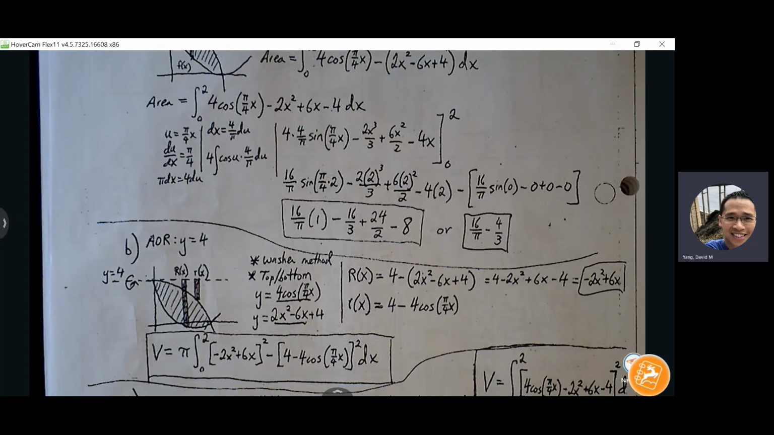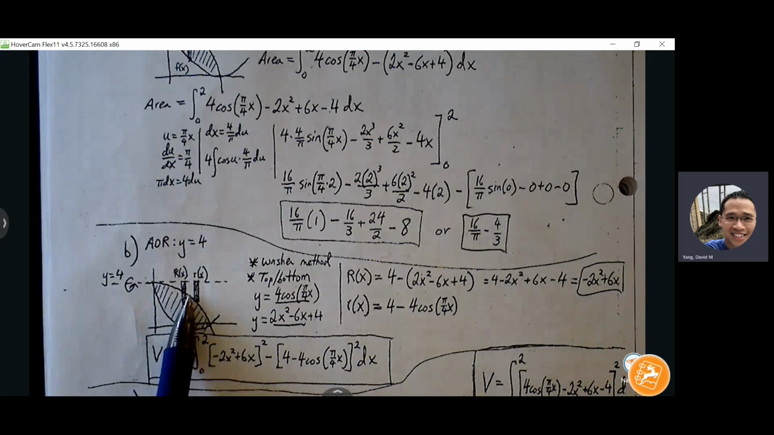We extend to the furthest boundary of our shaded region, and we look at what the top of the radius is touching and what the bottom of the radius is touching. We subtract those two. So in this case, big R is sitting at the dotted line, which is 4, minus the bottom function, which is 2x squared.